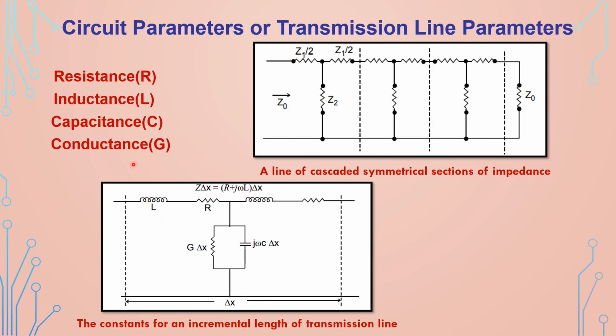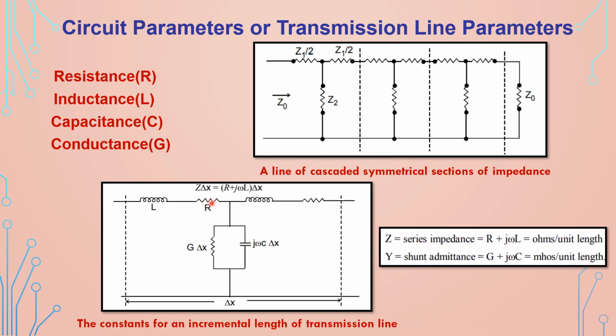So this is the series arm, and again this is on the series arm. So the total impedance we can call the series arm impedance. And this G and capacitance are connected in parallel, so we can call it the shunt admittance. So there are two parameters: one is series impedance, the second one is shunt admittance. In general, we can denote the series impedance as R plus j omega L. In a similar way, the shunt admittance we can write as G plus j omega C.